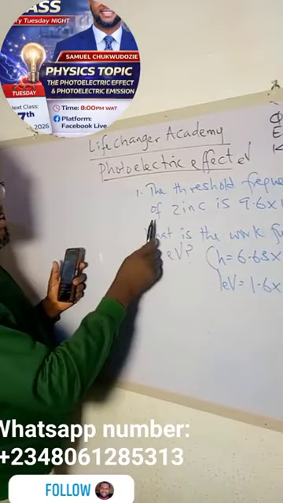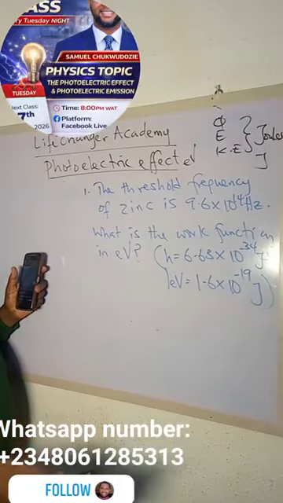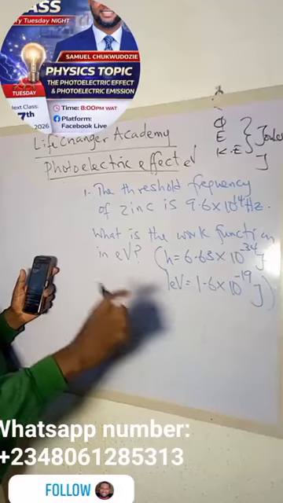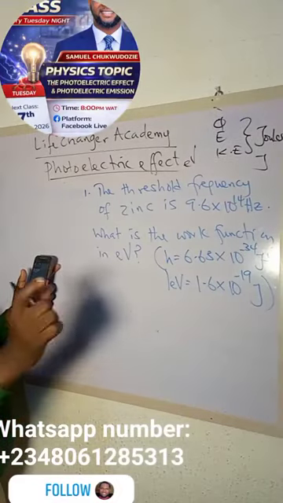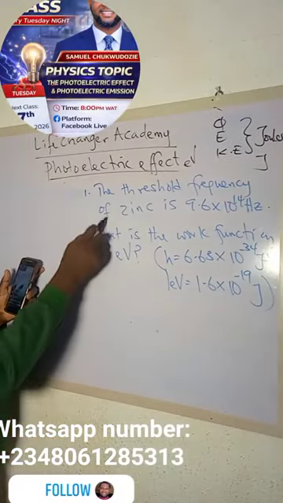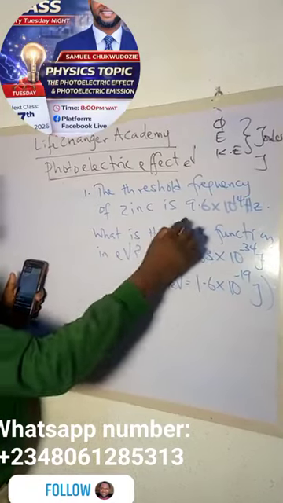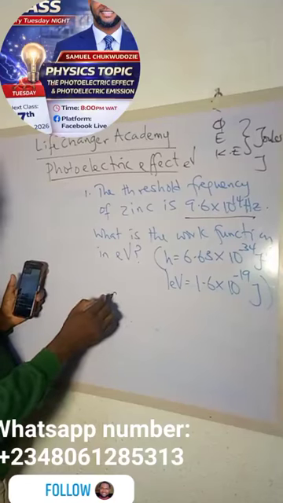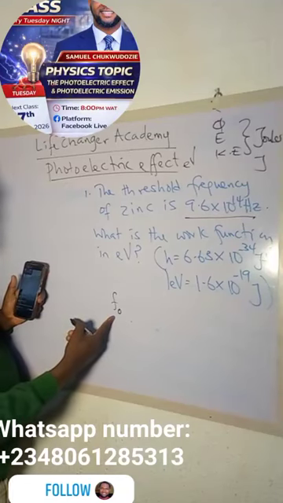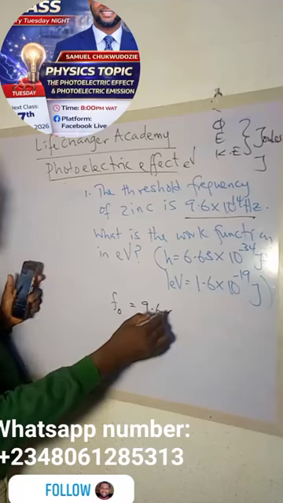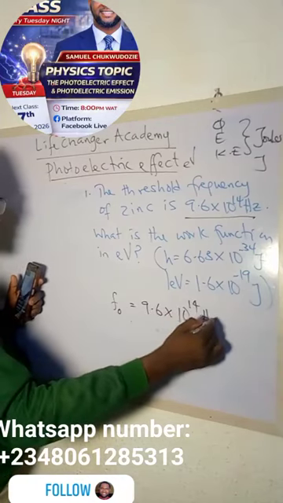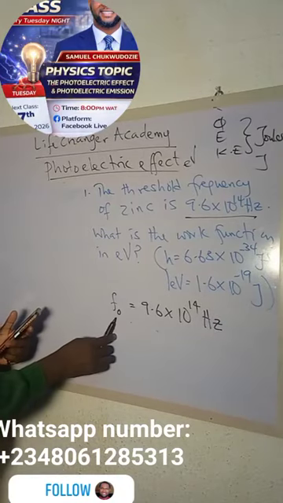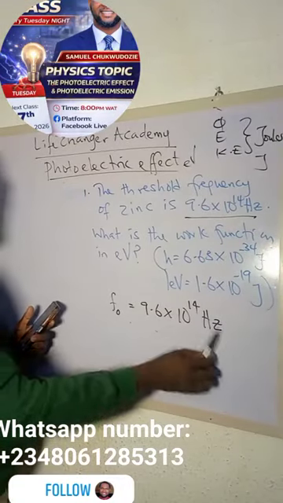Now watch this. The threshold frequency of zinc is this. What I do in solving physics questions, especially calculations, is that I state all the quantities that are available in the question. That will help me know which formula to apply. So I'm going to say f naught, the symbol for threshold frequency, is equal to 9.6 times 10 to the power 14 hertz.